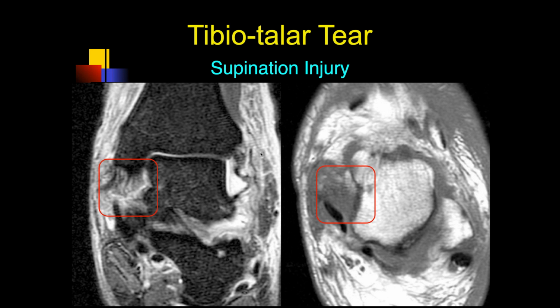With supination, I would think that the talus would go into the valgus position. That's correct. Yeah. So that would cause stretching of the medial ligament. The medial ligament would be stretched. Right. So that's what we're seeing here. So this is a supination injury that's torn the deep deltoid.